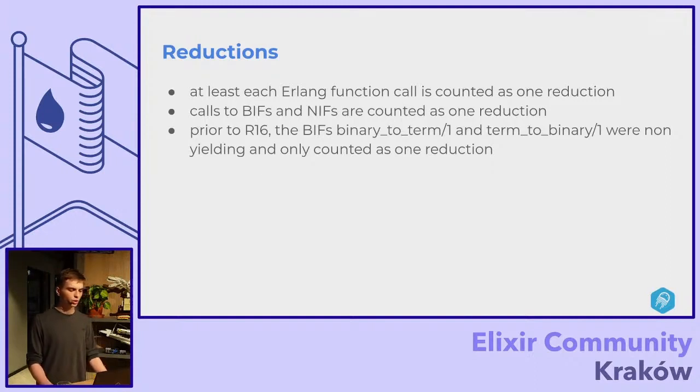Also, prior to R16, I think very important BIFs like binary_to_term and term_to_binary were non-yielding, and they counted as one reduction. So binary_to_term and term_to_binary are BIFs used for serializing Erlang terms into the binary format. And when you pass too big a structure, too big an Erlang map or list, prior to R16, it could make our scheduling process misbehave. The question is, how can we deal with this?